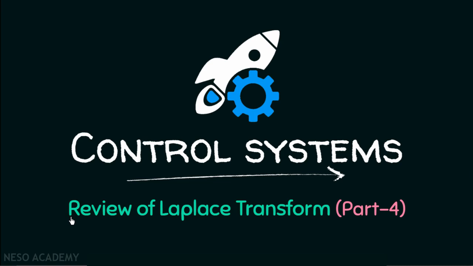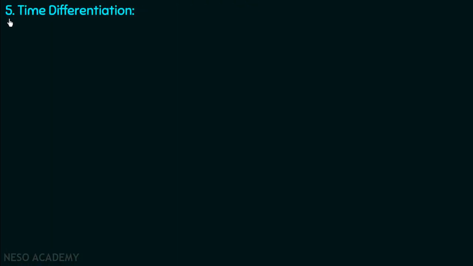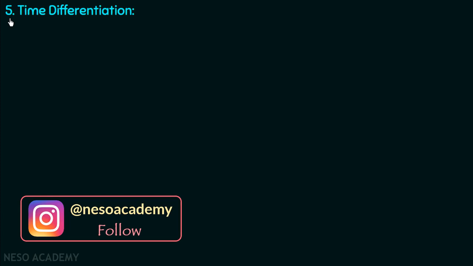In this presentation we are going to have the review of Laplace transform part 4. And in this presentation we are going to continue our discussion on the properties of Laplace transform. So let's get started. Till now we have discussed 4 properties of Laplace transform, and the 5th property is the time differentiation property. We also call this property as the differentiation in time domain.